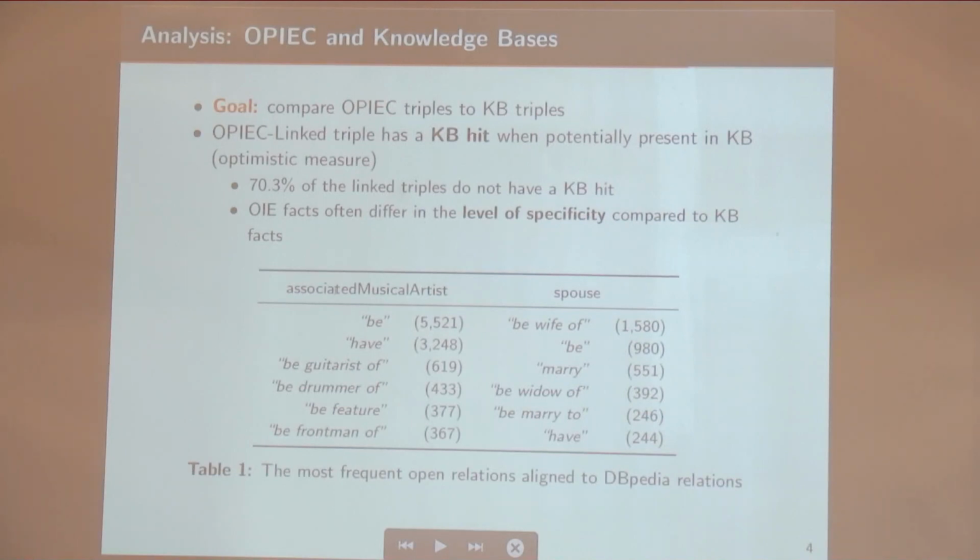For example, for this triple associated musical artist, which is from DBpedia, we can find more specific open relations like be guitarist of or be drummer of, but at the same time we can also find far more generic open relations like be or have.